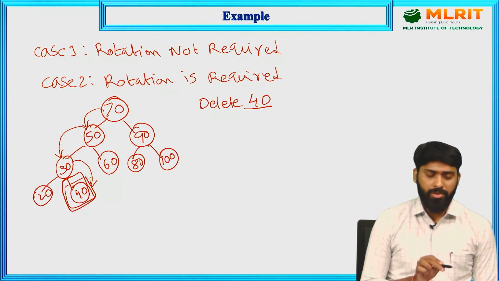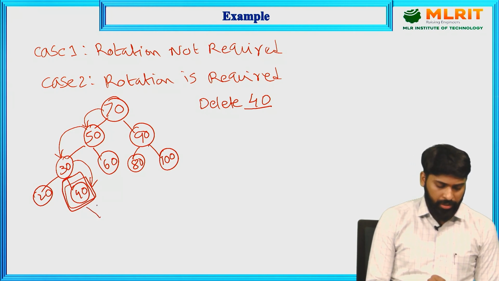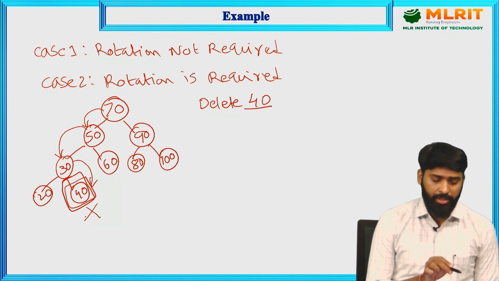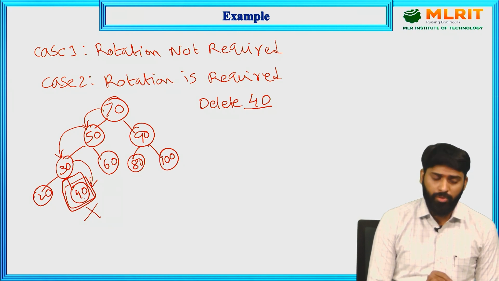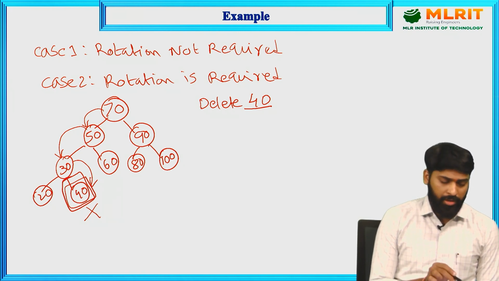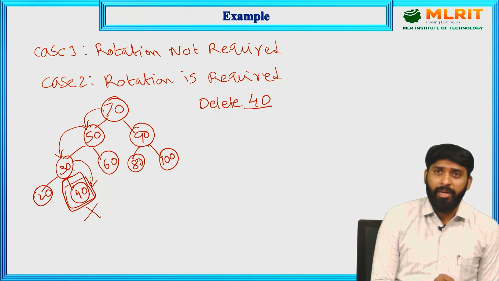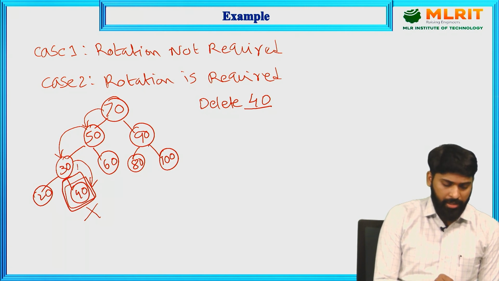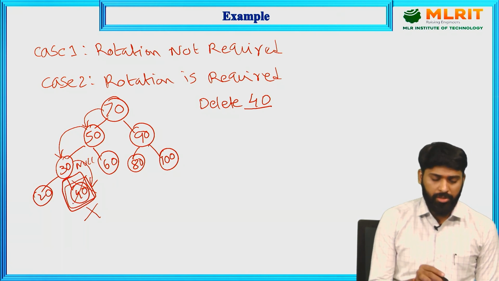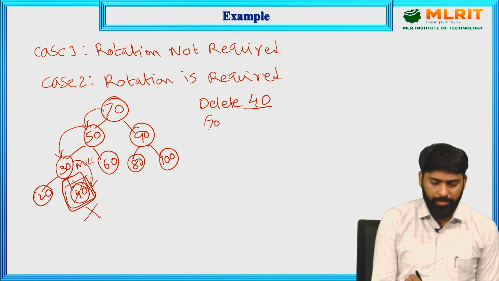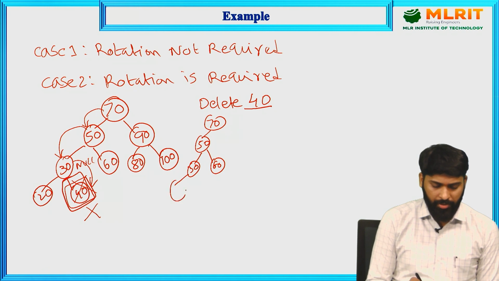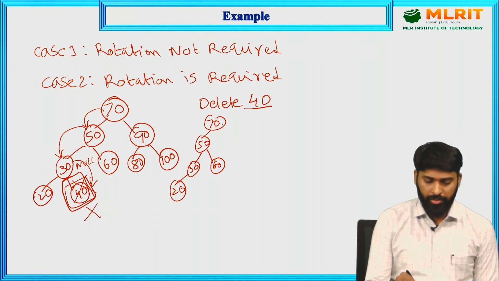Now if you try to delete this 40, where are we going to modify? The address of 40 is stored in 30. If we make the right side address null, then this node will be deleted. That's it. Now this is the resultant tree: 70, 50, 30, 60. 30 has only one child, the left child. So this is the first step.